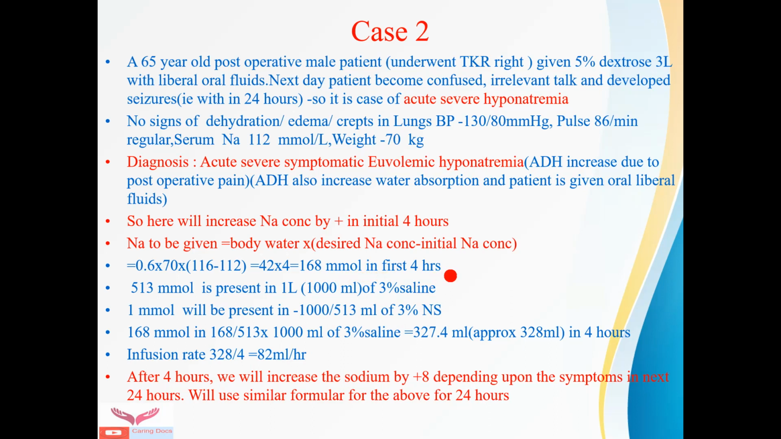So it comes to be 513 millimole. 513 millimole is present in 1 liter, that is, 1 liter of 3% sodium chloride contains 513 millimole. So 168 millimole will be present in 327.4 ml of saline. It has to be given in the 4 hours. So the infusion rate will be 82 ml per hour.